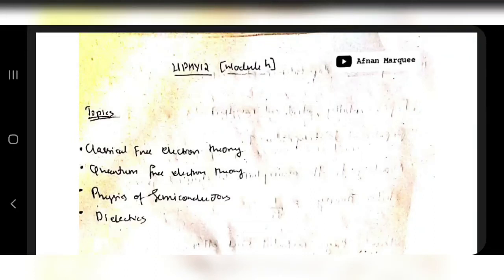Hello everyone, today in this video we'll be discussing the fourth module of 21PHY12 and there are four main topics: classical free electron theory, quantum free electron theory, physics of semiconductor and dielectrics. The derivations are in this one and this one. There are a total of 5 derivations which are very important from exam point of view. So let's get started with module 4.